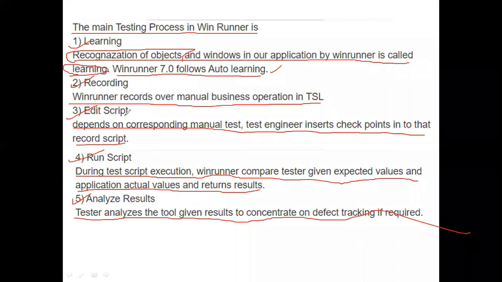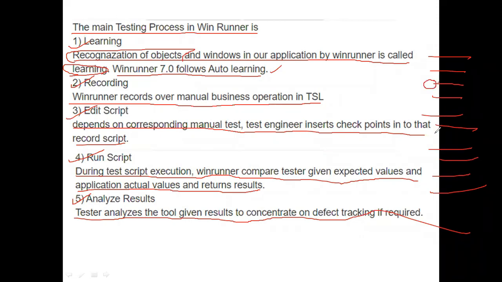Edit script depends on the corresponding manual tests. The test engineer inserts the checkpoints. I hope you all know the checkpoints. If you write 10 lines of a program, for example, I want to put a checkpoint on the third line, seventh line, and ninth line. So these checkpoints we are going to use to check, that means we are going to test. So that we call edit script. Depending on the corresponding manual test, the test engineer inserts the checkpoints into that recorded script.